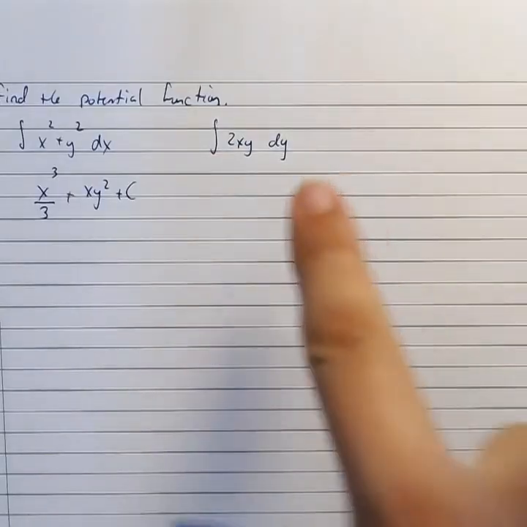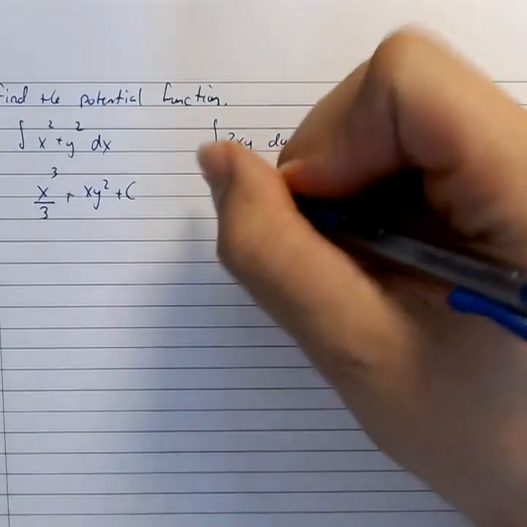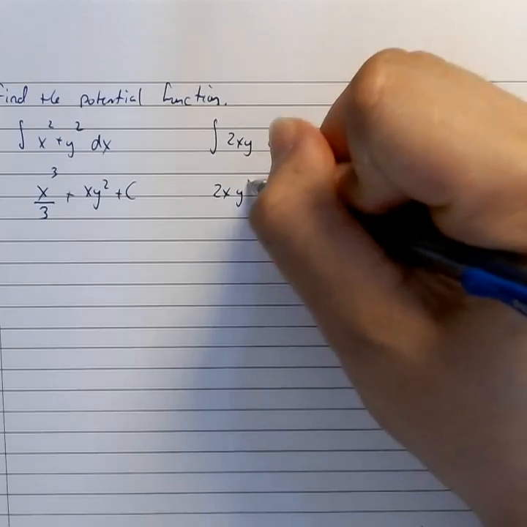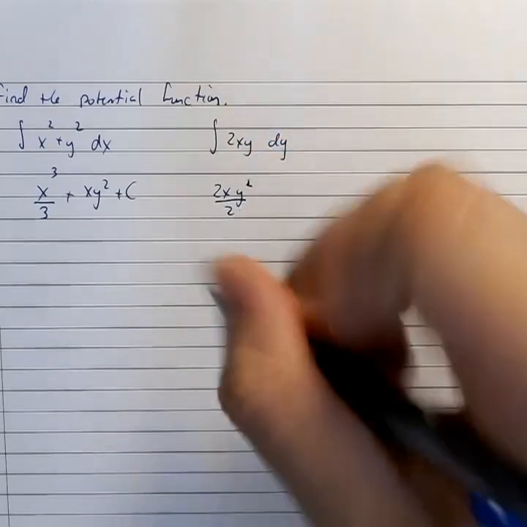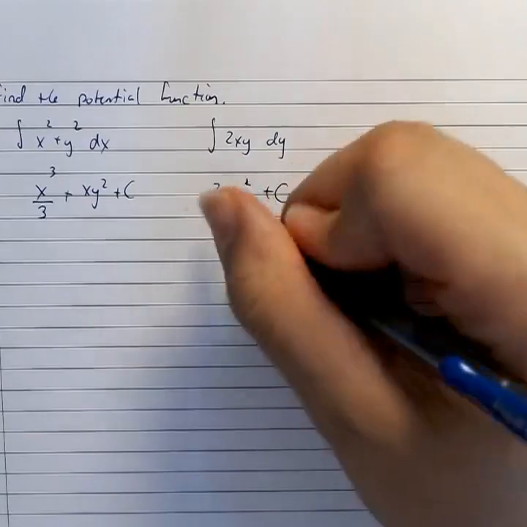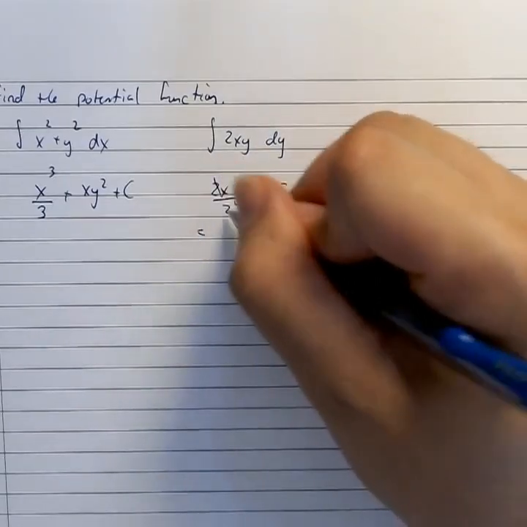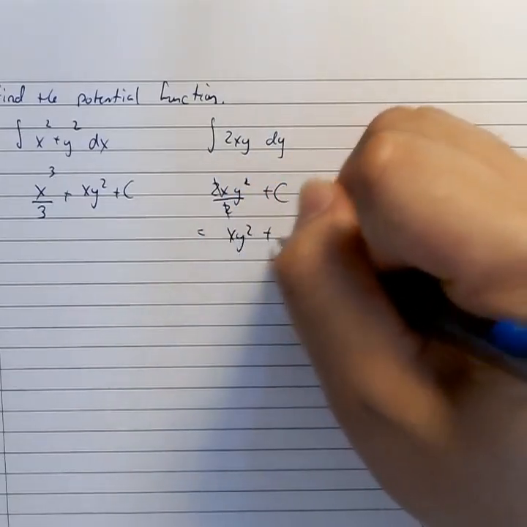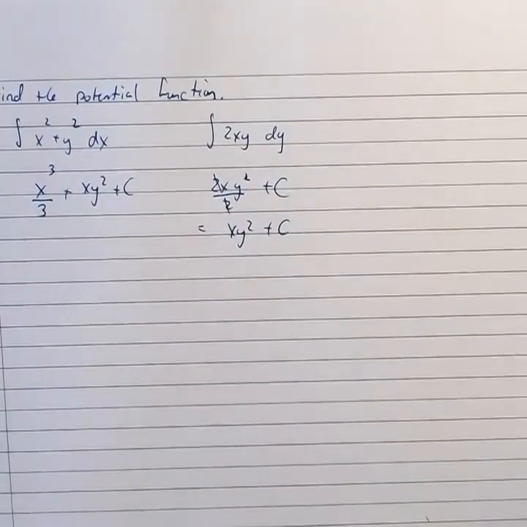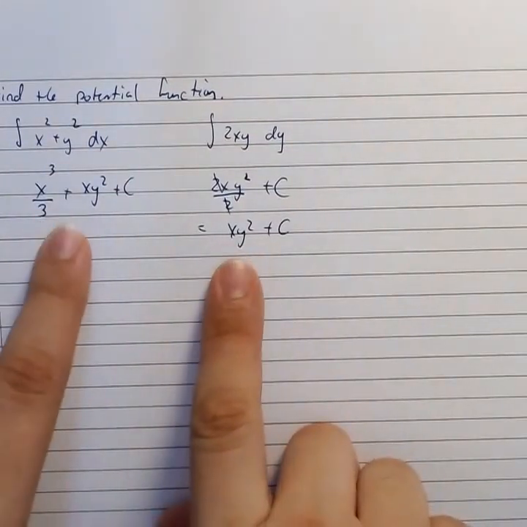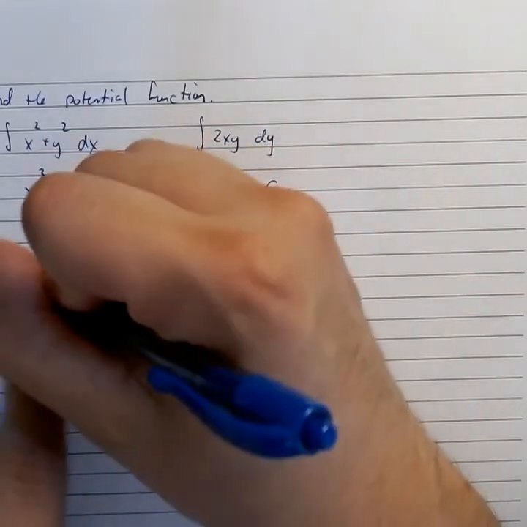Here we want the integral with respect to y of this, which would give me 2xy squared over 2, plus a constant of integration, which is really just, these twos divide out, xy squared plus a constant of integration. Okay? So now let's take the union of these, and that gives us our potential function.